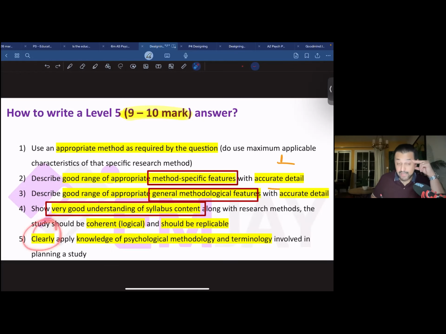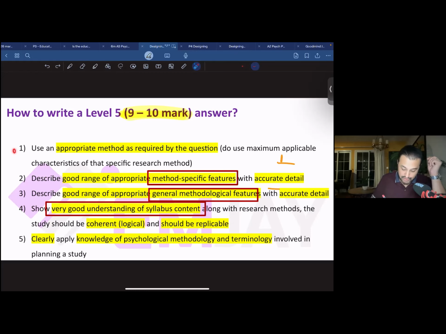Number 5, clearly apply. Clarity, clarity, clarity. Do not write something in a vague manner and then assume that the examiner would be able to read what you have in your mind. Make sure that you're clear enough. Remember, my dear, you get marked on what is written on the script. The examiner cannot read what you have in your mind. You would get marks based on what you've written on the script, right? So clearly apply knowledge of psychological methodology and terminology that has been involved in the study.